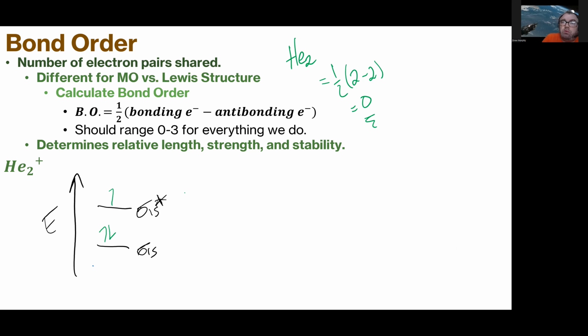We can figure out our bond order by saying this is 1/2 of 2 bonding electrons minus 1 anti-bonding electron, or 1/2 of 1, which is 1/2. This has a bond order of 1/2. What the heck does that mean? Well, it means that it could maybe happen to form a bond. It's probably not very strong, right? It's better than nothing, but it's not a whole sigma bond.